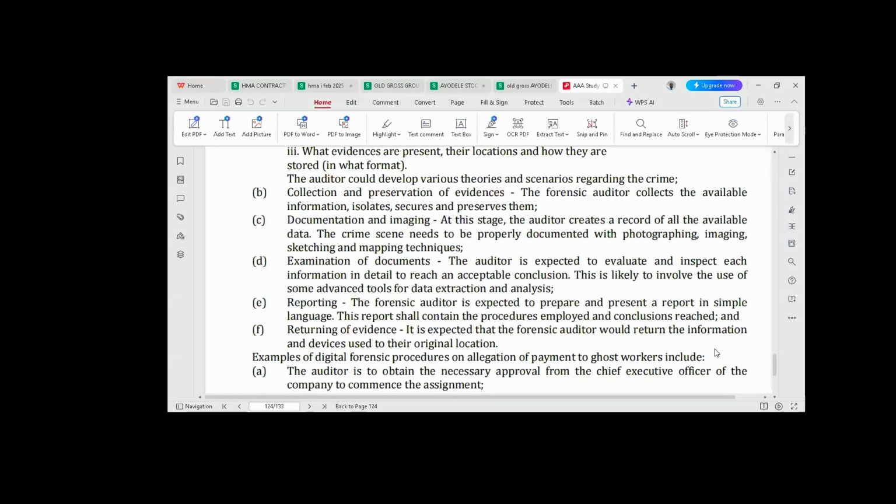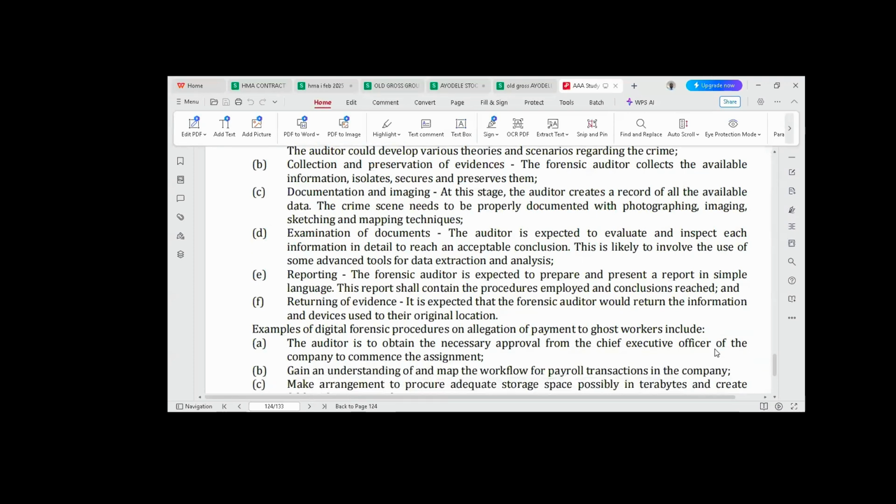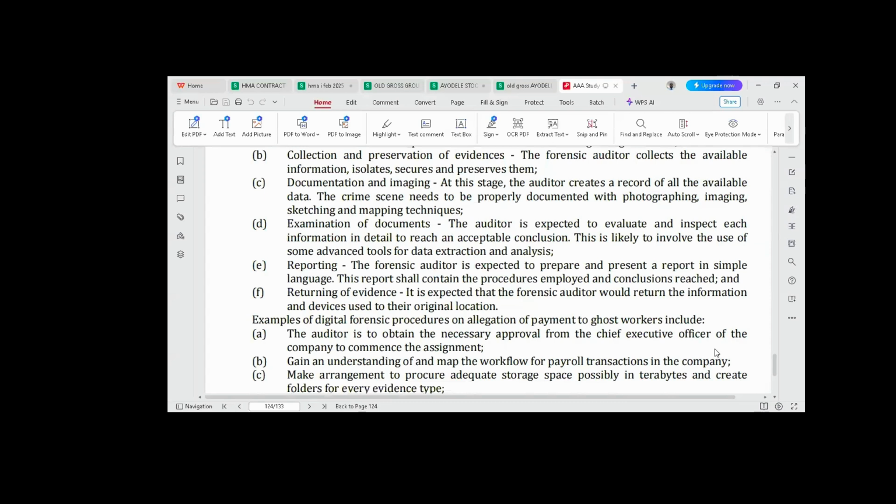All right, it will take copies of them, but it will return to the what? The original location. Okay. So for instance, now let's apply this digital forensic to an organization where they have ghost workers. So what would the auditor do? What are ghost workers? These are fictitious employees that are included in the payroll, right?